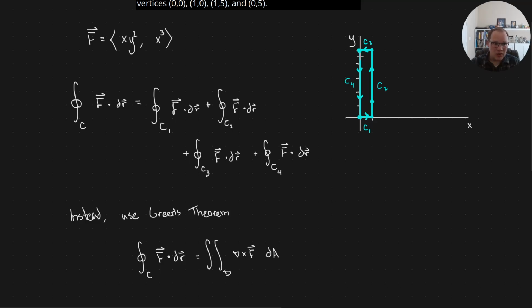And the interior region here is really nice to integrate over. It's a rectangle. That's as easy as it gets for double integrals. Okay?